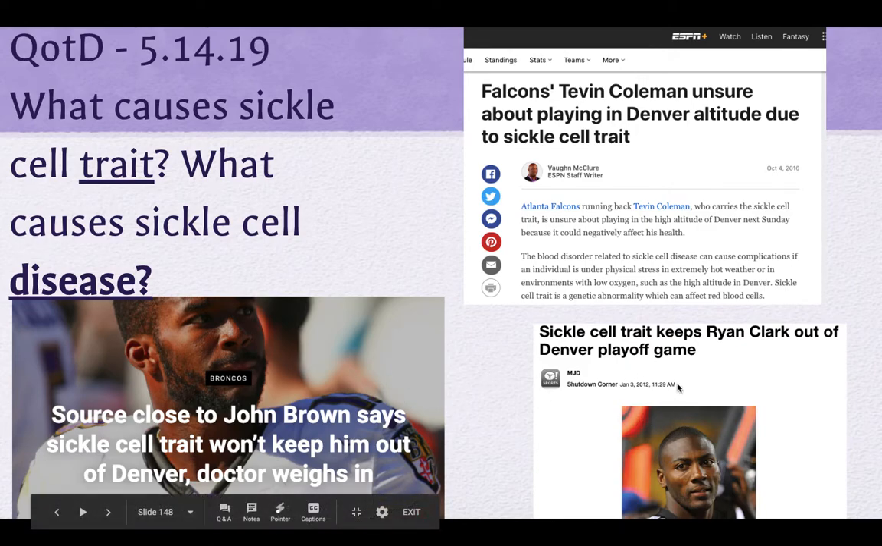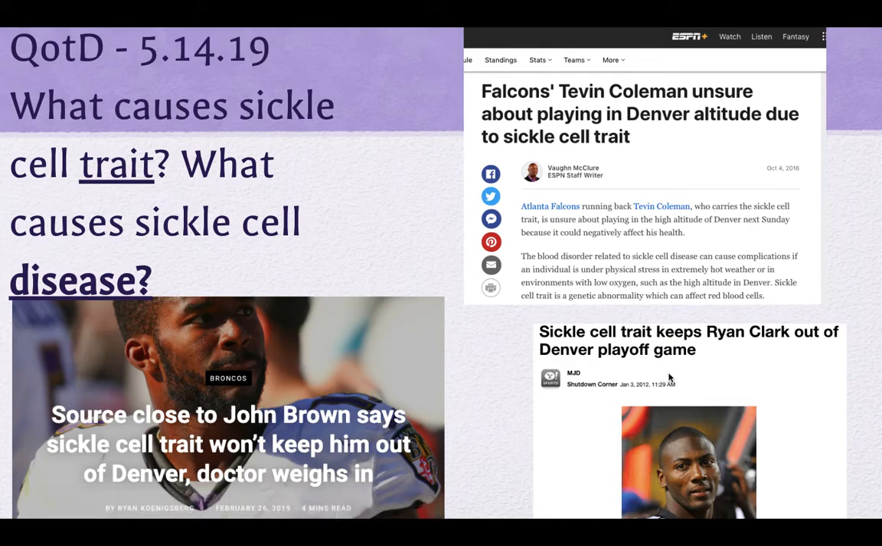Ryan Clark is the player who, in a game against the Broncos, he played for the Steelers. He had some blood clots and he lost his spleen and I believe a kidney because he has the sickle cell trait. Tevin Coleman and John Brown are two other players in the NFL who both have the sickle cell trait. Go ahead and pause the video and see if you can remember what causes that trait.